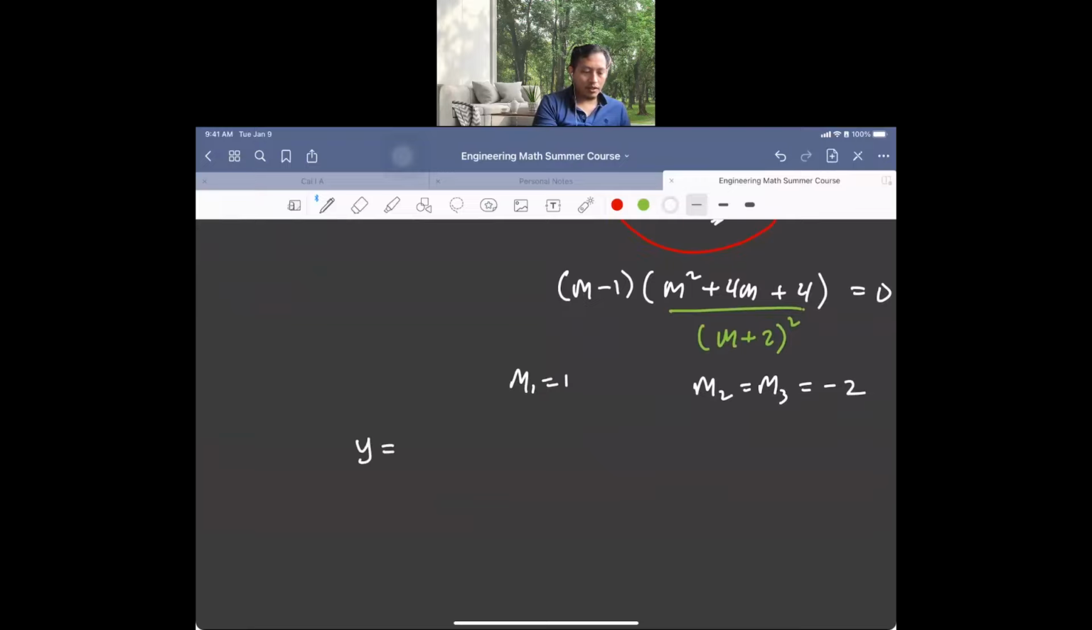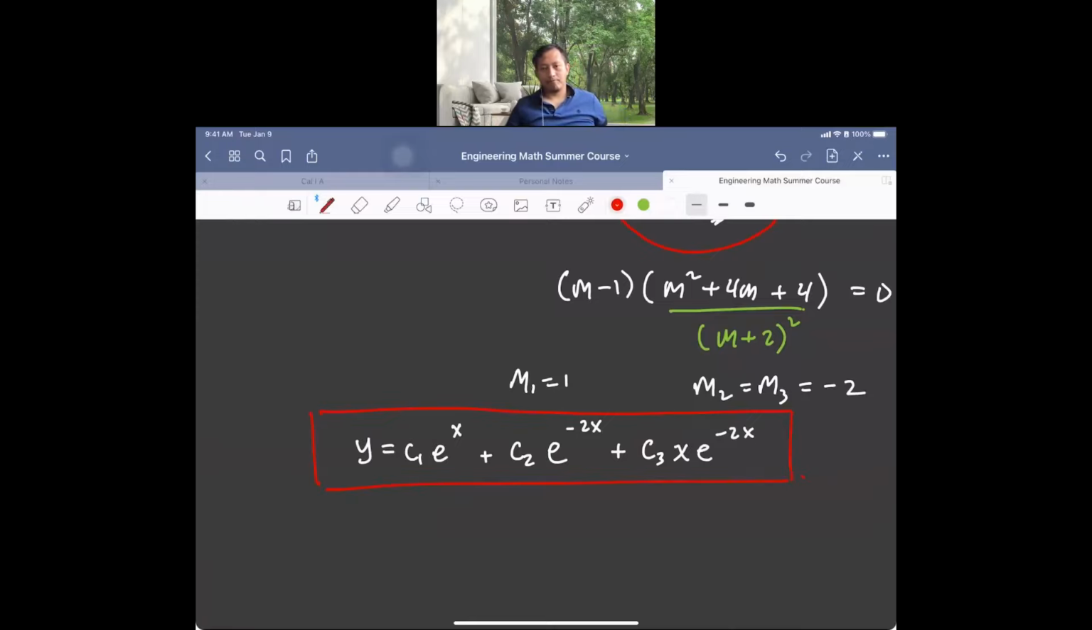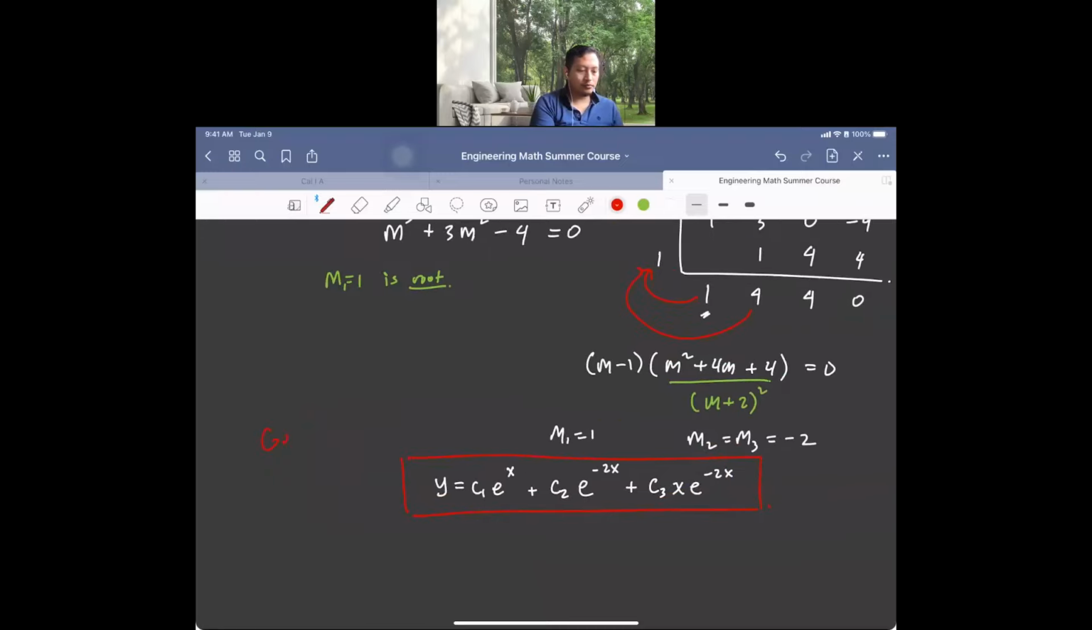Now the general solution, y, c1 e to the x, plus c2 e negative 2x. But for the third one, write the multiplicity, so we have x in the front, and then e negative 2x. That's the general solutions. So this is general solutions.